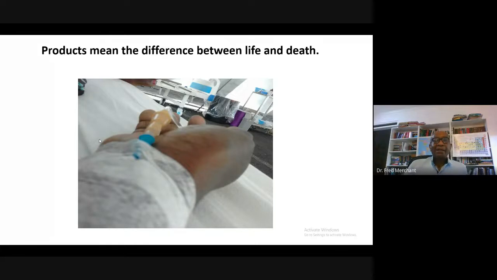And I think this is the last slide. This is the difference between life and death. This shows an intravenous cannula, and you're seeing it close up. This person's hand, I hope you can appreciate that. This is the cannula, and some of you, I'm sure, have seen this or maybe even personally have had one. I show you this because it looks simple, but it's a complicated device.